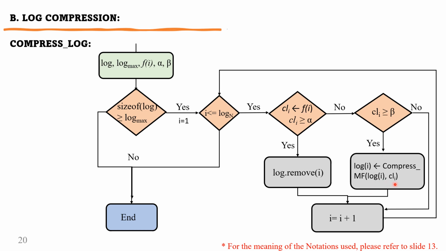What this compress MF function does is that it recompresses all the frames within that macro frame to a compression level of CLI. We then replace the macro frame with the new recompressed macro frame so as to create room for more macro frames in the log. So now we continue this process for all the macro frames in the log. Finally, at the end, the log has been recompressed, and we now have room for more new macro frames.